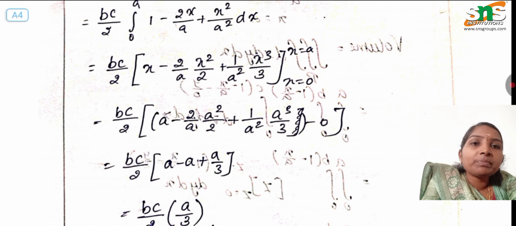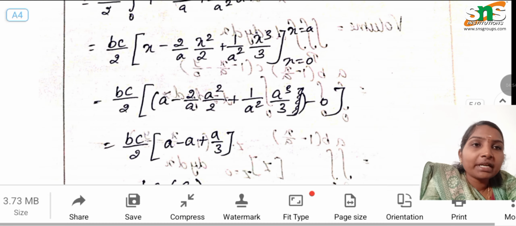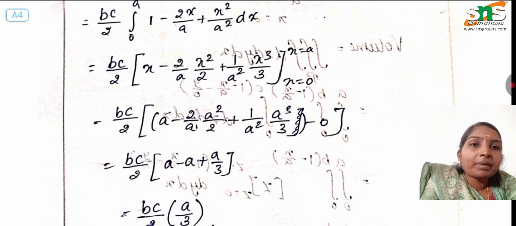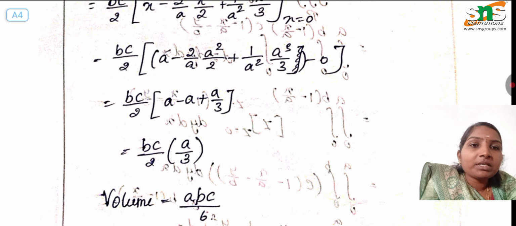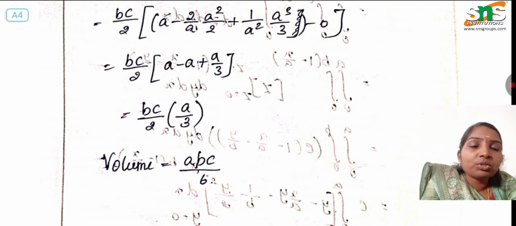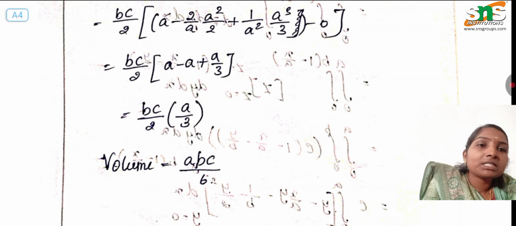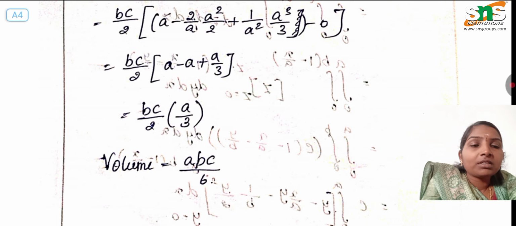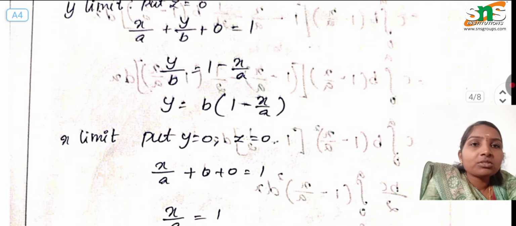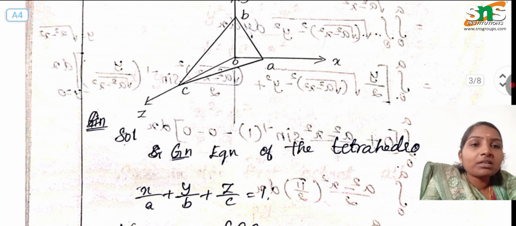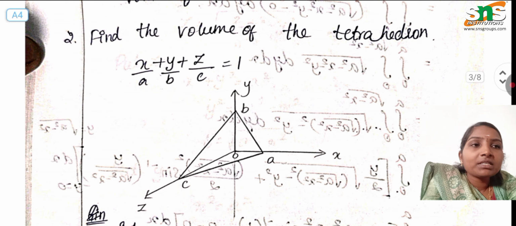So this is equal to bc by 2 into, on integrating and substituting the upper limit, a minus 2 by a into a squared by 2 plus 1 by a squared into a cubed by 3. Therefore, on simplifying, you will have bc by 2 into a by 3. Therefore, the volume of the tetrahedron, as we discussed firstly, is abc divided by 6. This is how we find the volume of solids using the triple integral. Here we have found that the volume of the tetrahedron is abc divided by 6. Thank you.